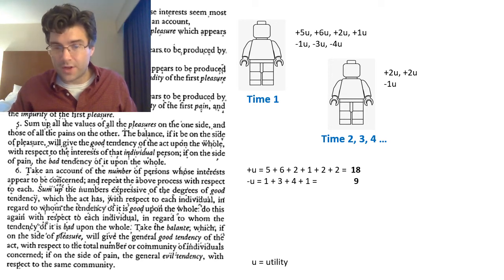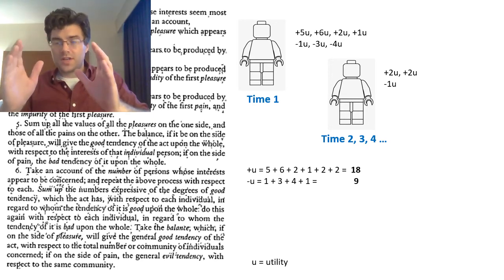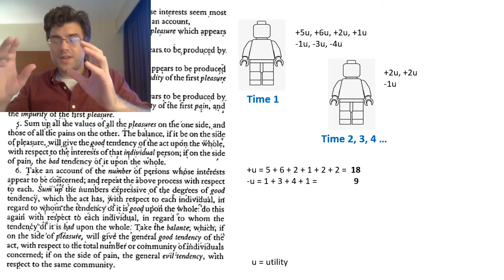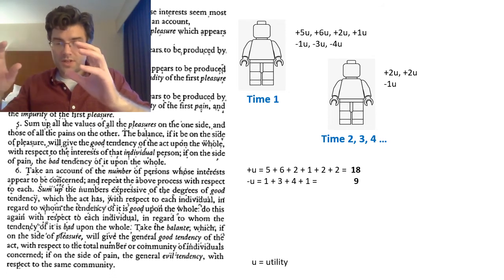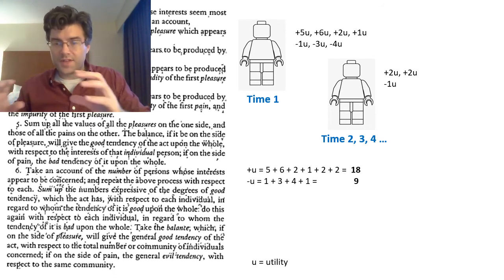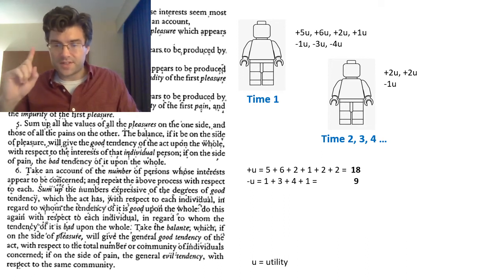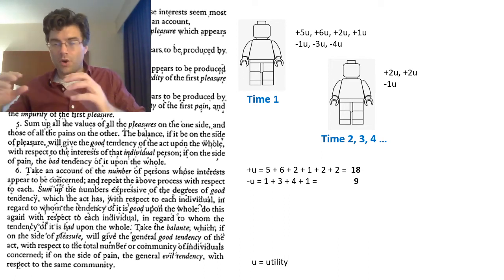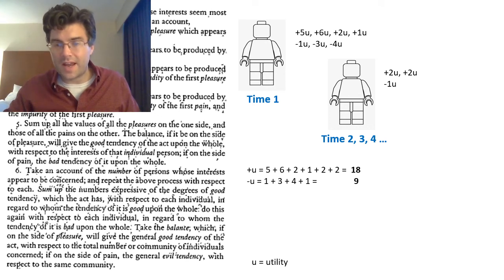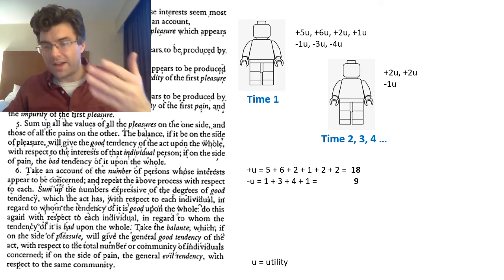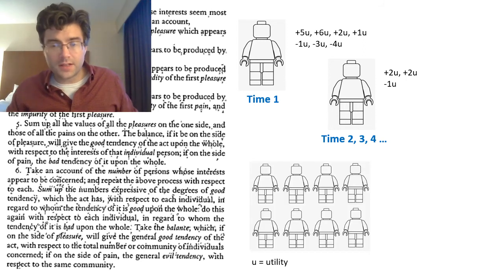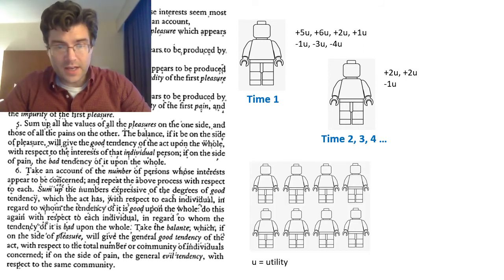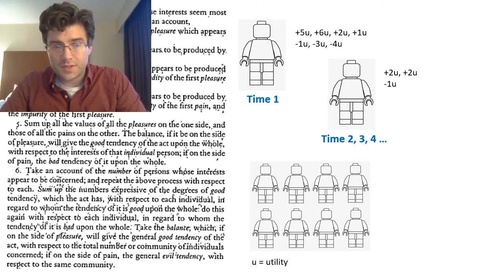And so that's what I have here, adding up all of the positive utility events and all of the negative utility events that result from this individual action. So I'm adding up all those values, and that gives me an 18 positive utility and a 9 negative utility in this imagined case. And finally, in step 6 here, "take an account of the number of persons whose interests appear to be concerned and repeat the above process with respect to each."